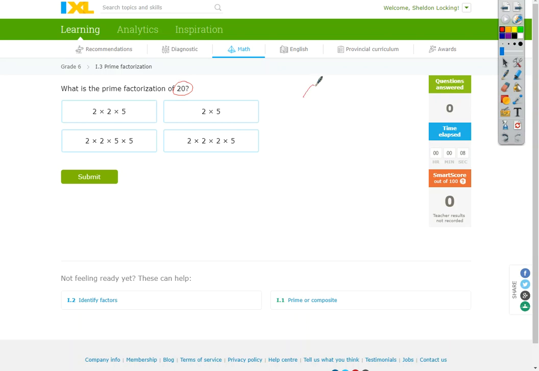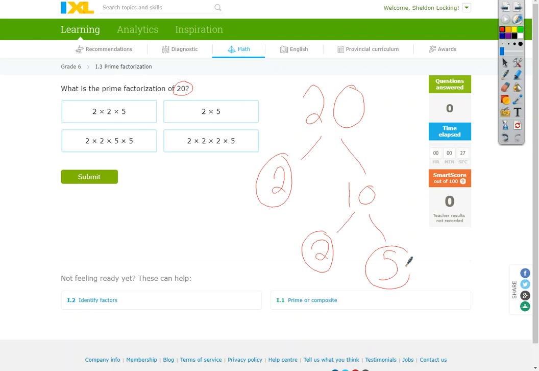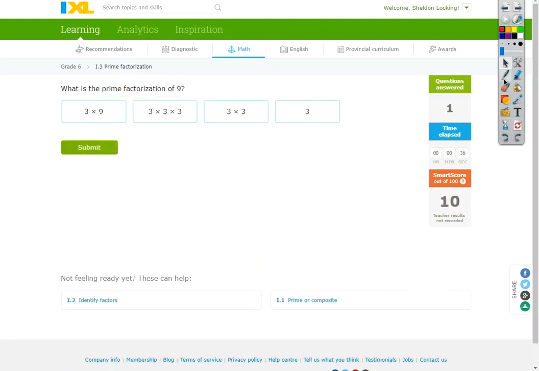So I'm just going to draw out my prime factorization tree. So 20 is even, so I know that 2 times 10 is 20. I'm going to circle that because it's prime. 10 is also even. I know that 2 times 5 is 10, so 2 times 2 times 5 is my answer. 2 times 2 times 5. Submit. Nice.